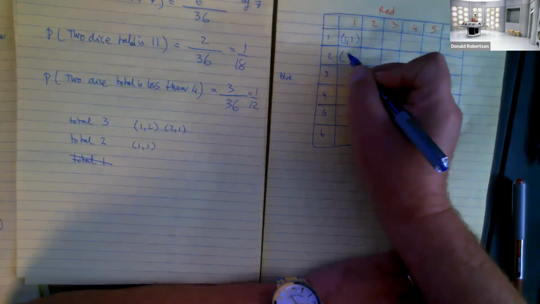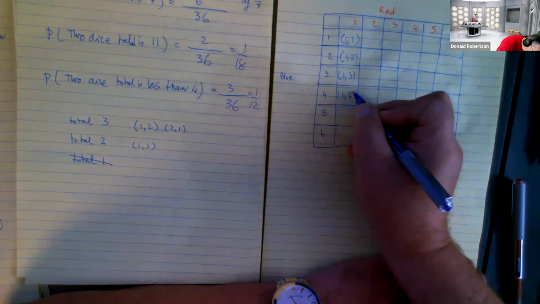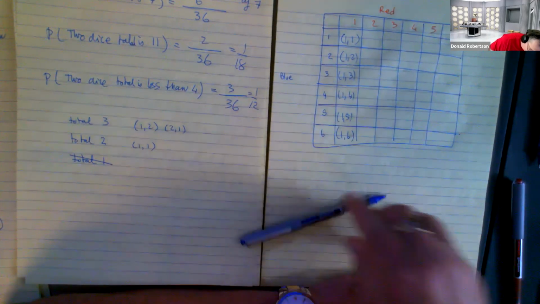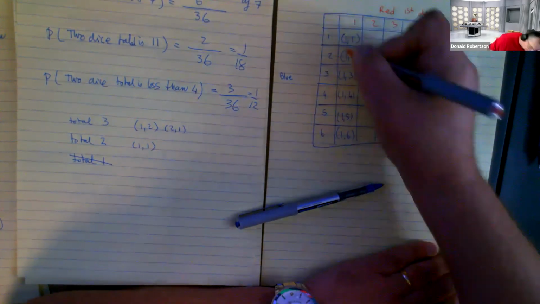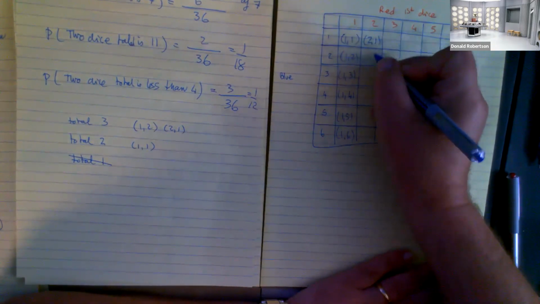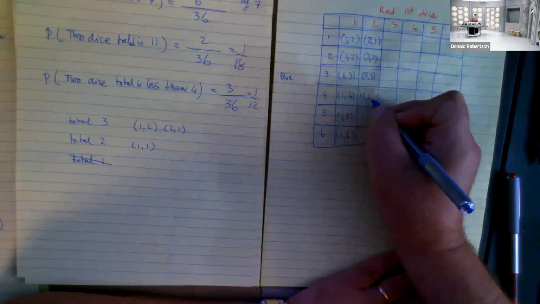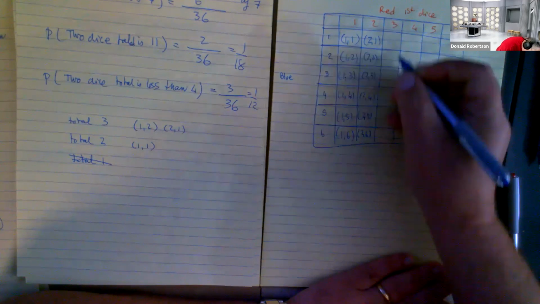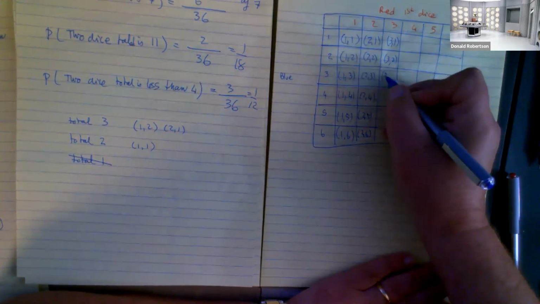So 1, 1, 1, 2, 1, 3, 1, 4, 1, 5, and 1, 6. And I'm making red the first dice, so that's why it starts with 1s. And now it gets kind of monotonous. 2, 1, 2, 2, 2, 3, 2, 4, 2, 5, 2, 6. Then you go 3, 1, 3, 2, 3, 3.